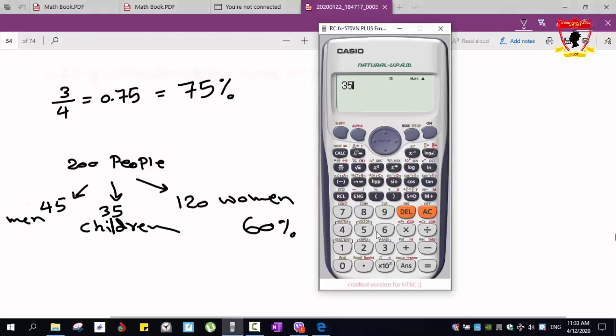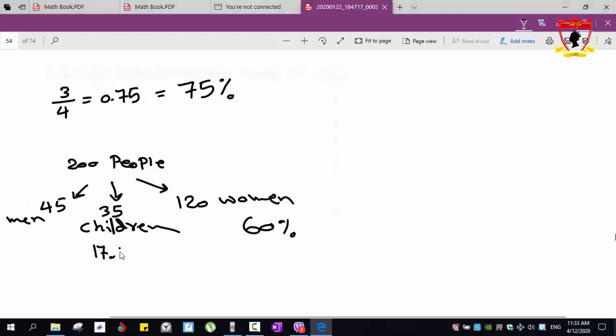Children, 35 divided by 200 is equal to this, times 100. So children are 17.5%. As a percentage, it's okay to get decimals, like children are 17.5%. It doesn't mean 17 and a half children. When you count people or animals, we cannot have decimals, but as a percentage, it's fine.